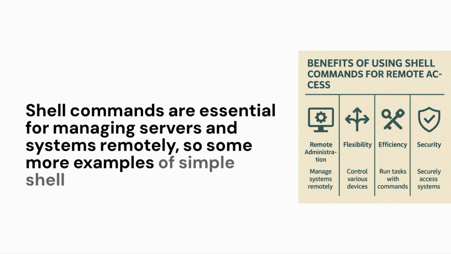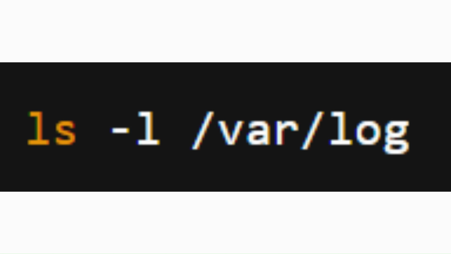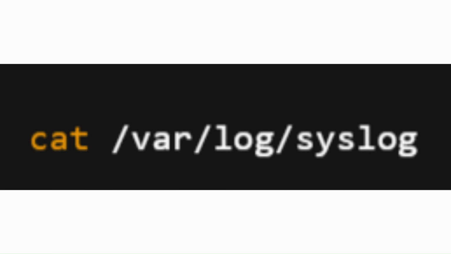So some more examples of simple shell commands might do ls, the space, then -l, the space, and then put your directory there, /var/log. That is the command to list the files. Then the option to display the details like file size and permissions with the -l. And then your argument is the /var/log, which specifies the directory to do this in. Another example in bash is just cat space and then your directory like /var/log/syslog to display that system log file.